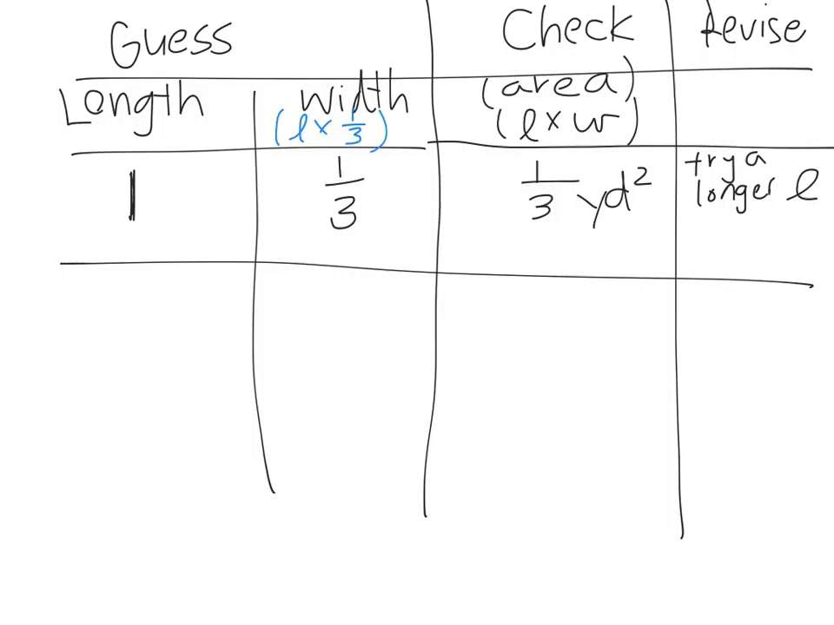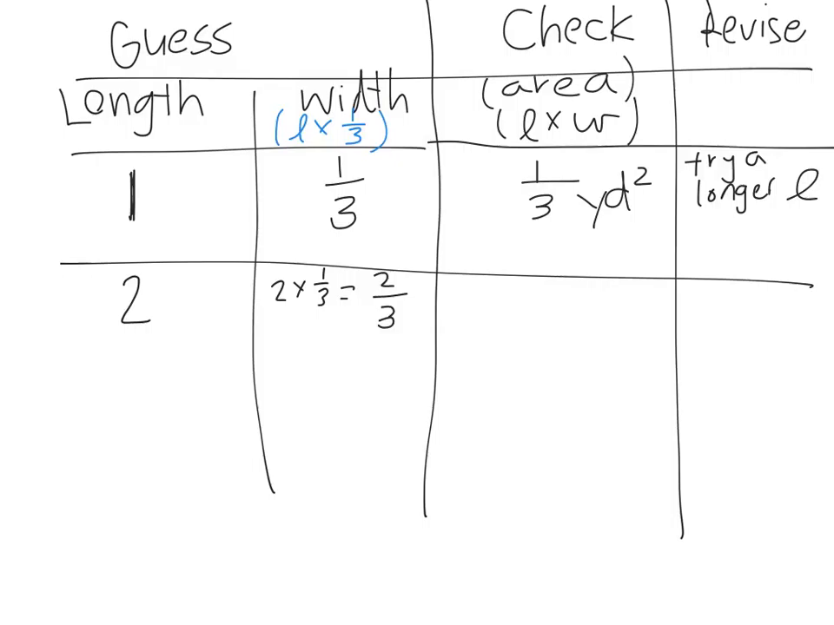Let's try 2. Okay. If my length is 2, what would my width be? Thomas? How would I find my width if my length is 2? Right, because I would do length times 1/3, which is 2 times 1/3, which equals 2/3, right? Now, how would I find my area? Let's check to see if the area is exactly 3/4. What is my area?